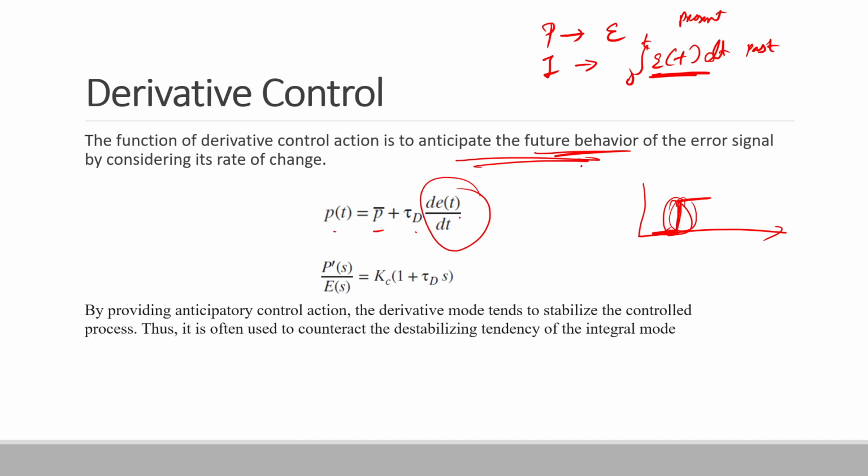Then in order to find the transfer function of this, we can take the Laplace transform of this equation and we can get this equation. So basically, by providing anticipated control action, the derivative mode tends to destabilize the controlled process. Thus it is often used to counteract the destabilizing tendency of the integral mode. We studied that the integral control action can have oscillations and it can lead to an unstable system. So in order to stabilize that, we anticipate the future errors, and accordingly we take the control action such that the integral action doesn't destabilize the system.